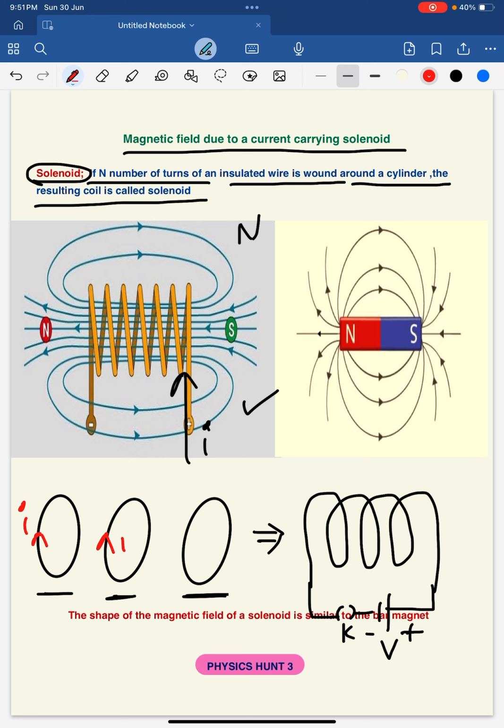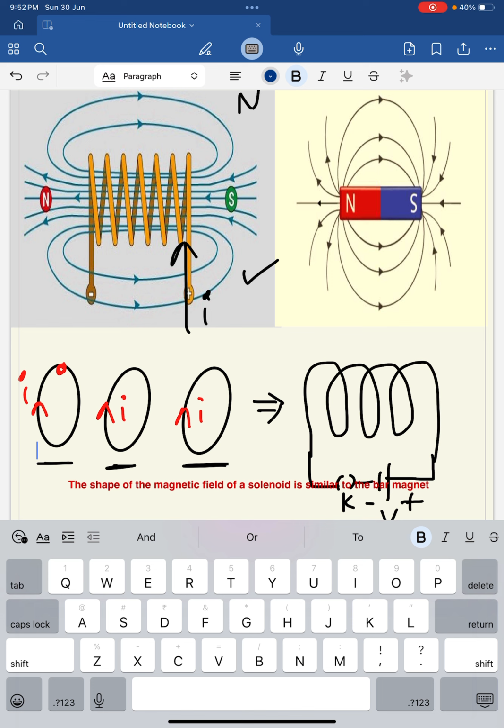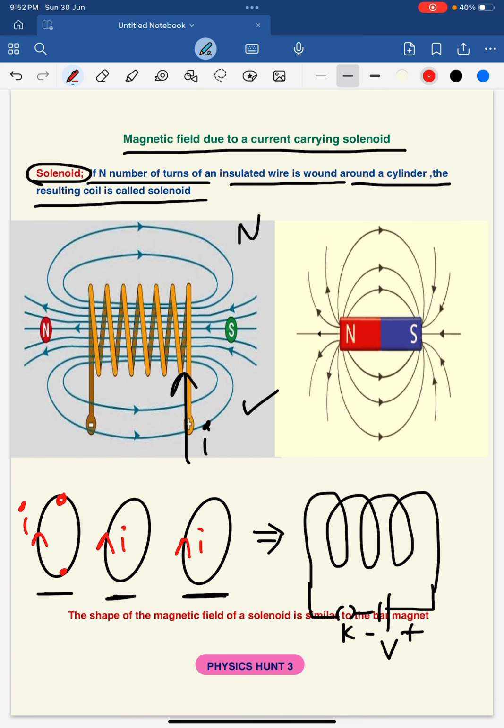Similarly, in the second loop also I current is flowing. Similarly, in the third loop also I current is flowing. So according to magnetic effects of electric current, whenever current is flowing, it definitely produces a magnetic field. The shape of the magnetic field is concentric circles. Correct or not? So I'm taking reference points. This is my first reference point and this is my second reference point. Similarly, in the second circular loop also, this is my first reference point and this is my second reference point. Similarly, in the third loop also, this is my first reference point and this is my second reference point.